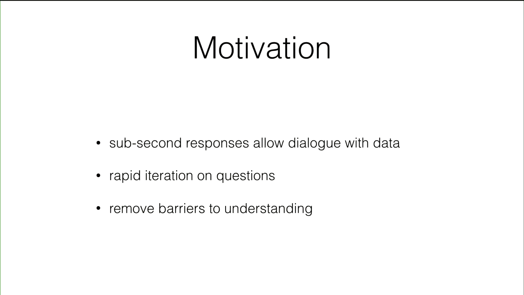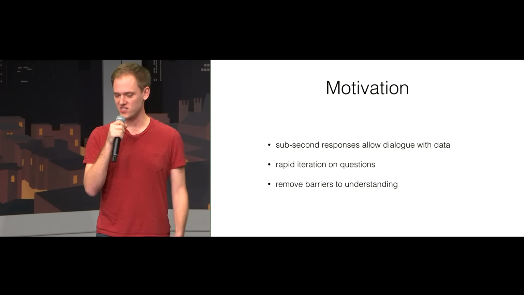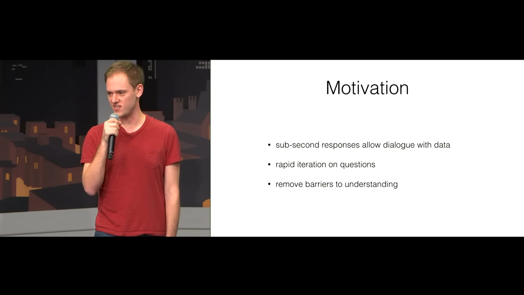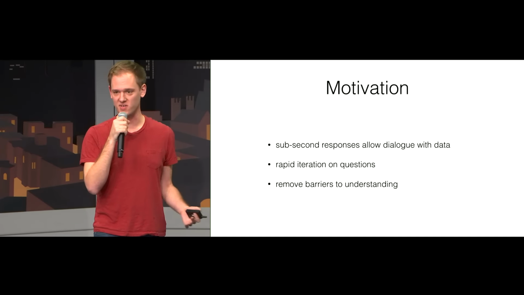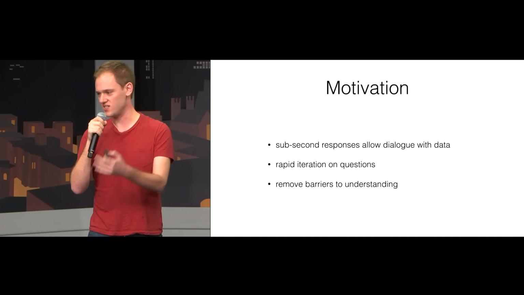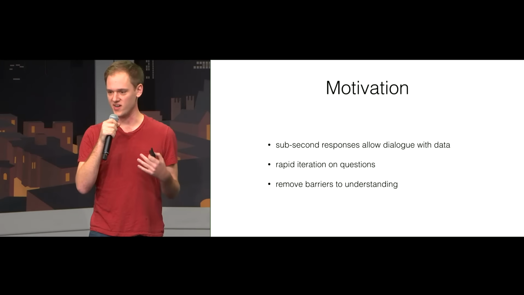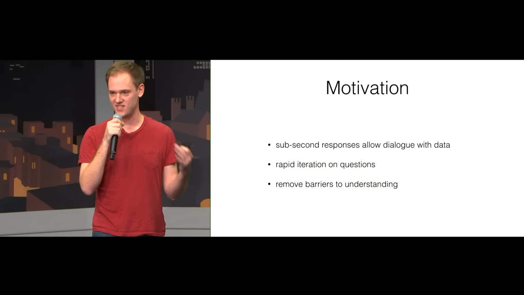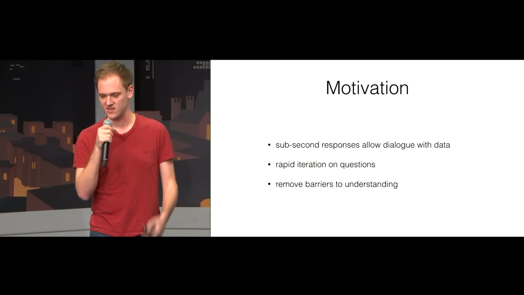So the motivation for all this is that if we can build a data store that does sub-second responses on large amounts of data, then that allows you to have a dialogue with your data. This rapid iteration on questions will remove barriers to understanding. The idea is that when you're using a tool like Superset or like Imply or like one of the many other tools built on Druid, you're doing an iterative process where you're asking a question, getting an answer, then the answer just spurs more questions. You ask more questions, get more answers, and it's very important this process be fast and iterative. If at any point the system is so slow that you get up and get a coffee, we've kind of lost.